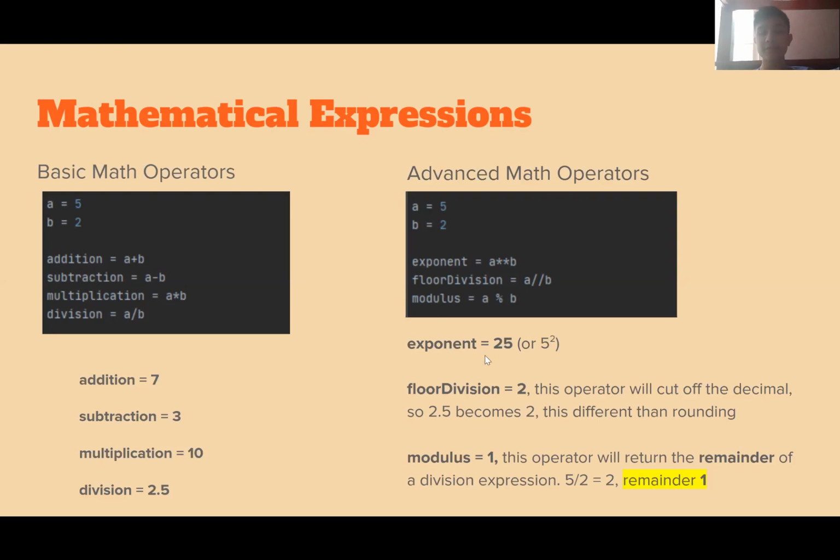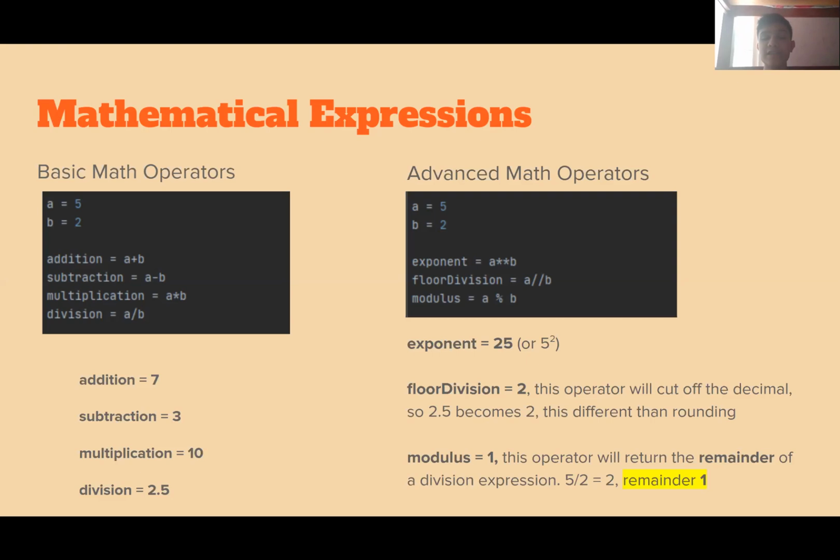So exponent would equal 25, or 5 to the second power. Floor division would equal 2. You might think that this is rounded, but it's slightly different. If it was rounded, then instead of 2.5, 5 divided by 2 would equal 3. But with floor division, we just get rid of the decimal.